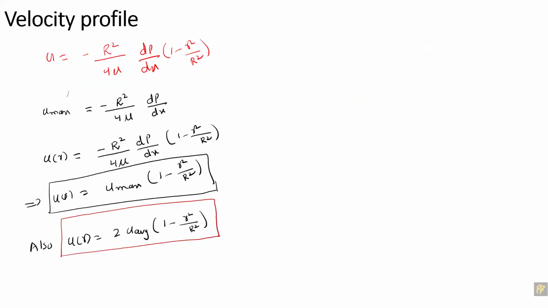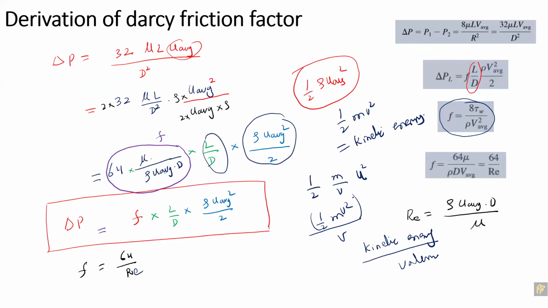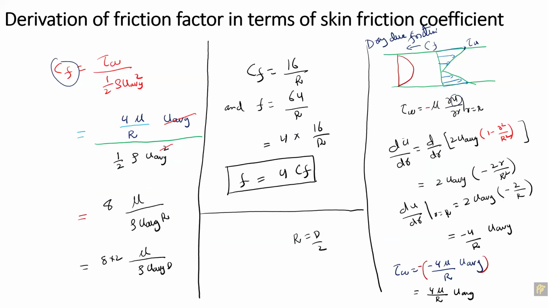This formula, okay? So we put this formula over here. So I have to find out the derivative. So this becomes minus 4 upon R U average. So if I want to find out the wall shear stress, I have to multiply with the viscosity, and secondly, multiply with the minus sign. This becomes plus 4 mu upon R U average, with viscosity also multiplied.